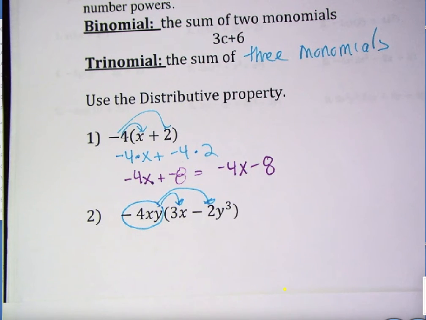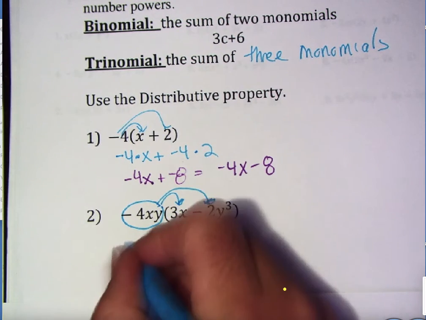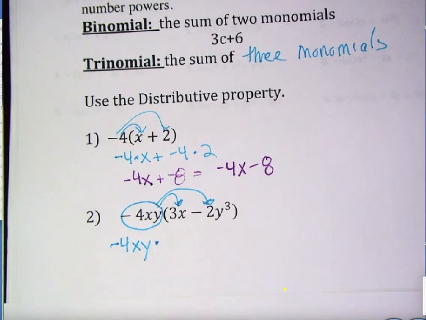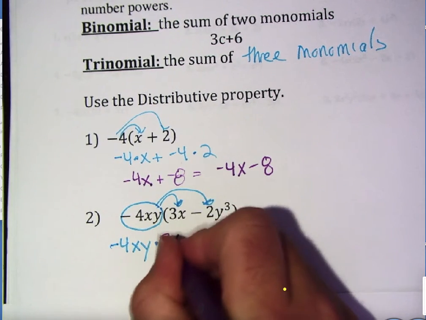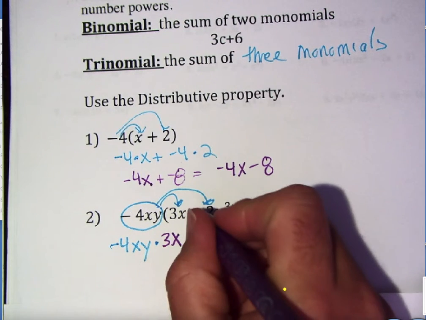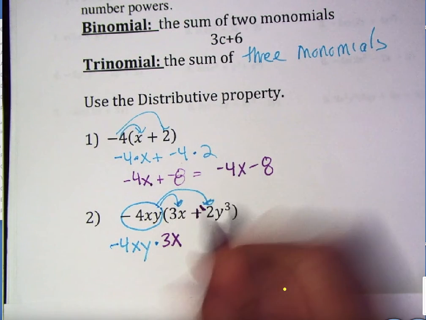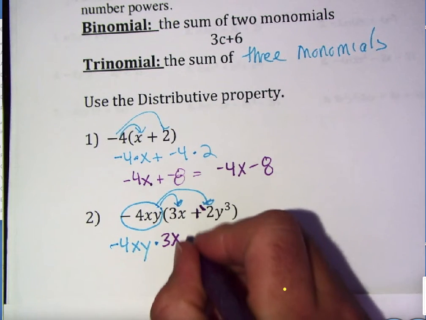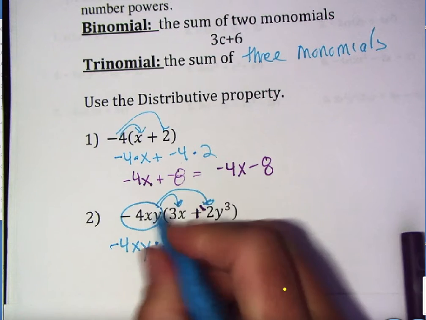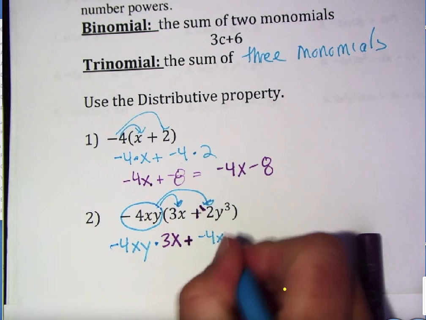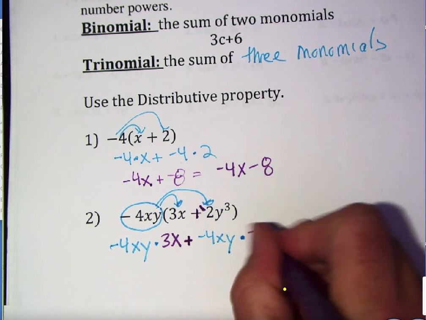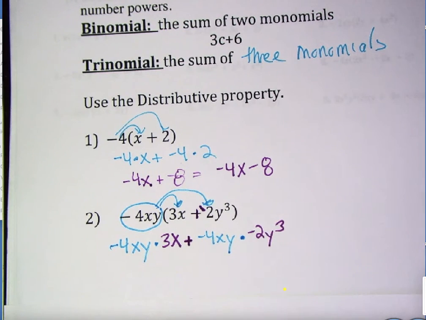And so some things you may want to do is just write out your steps. We have negative 4xy times 3x, right? And then I'm going to say this is plus negative 2y here. So I can make sure that I remember plus, again, negative 4xy times negative 2y to the third.